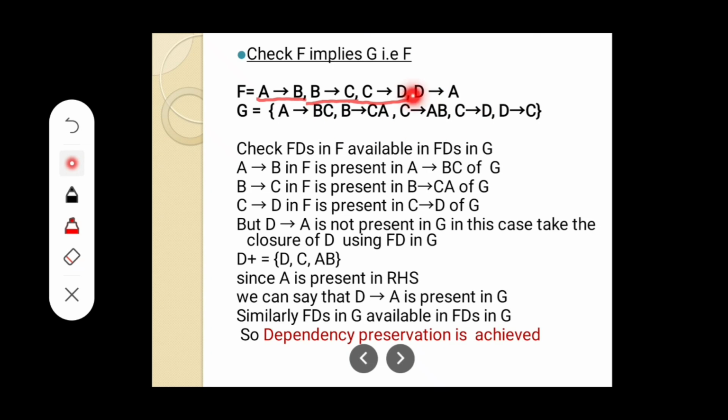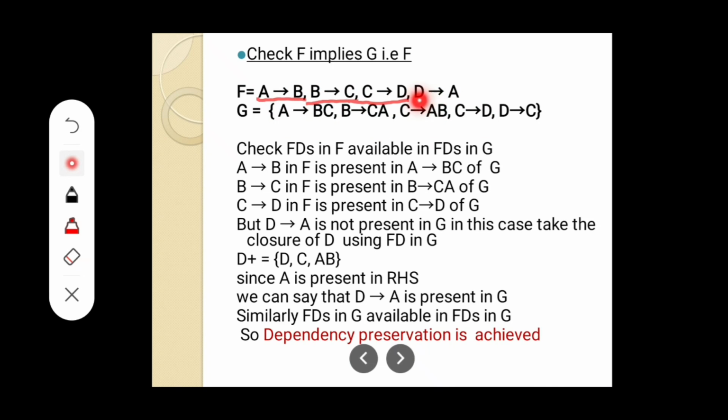Okay, if the closure of D is having A as the answer, then we can say that this D determine A is also available in G. Okay, so let us look at that case. So D determine A is not present in G. In that case, we take the closure of D using the functional dependency in G. The first value is D alone. Okay, so we will be referring to the functional dependency in G, not this one, not F.